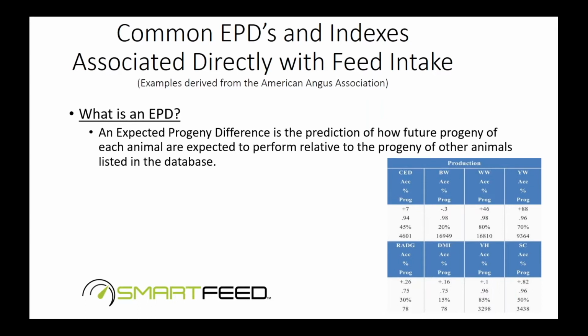EPDs are calculated for a wide variety of industry relevant traits and are reported in the same units of measure as the trait. One thing to note when utilizing EPDs as a genetic selection tool is that EPD values may only be directly compared between animals of the same breed. In other words, you can't compare a birth weight EPD from Black Angus cattle with a birth weight EPD from Charolais cattle without first applying the proper adjustment factor to account for the breed differences.